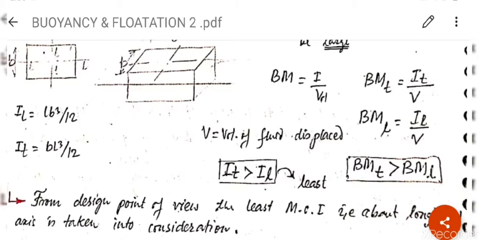But which one do I have to take? From the design point of view, the least moment of inertia, which is about the longitudinal axis, is taken into consideration. LB cube, B is smaller, so it will give you a smaller value. BL cube will give a higher value. So BMT is greater than BML.